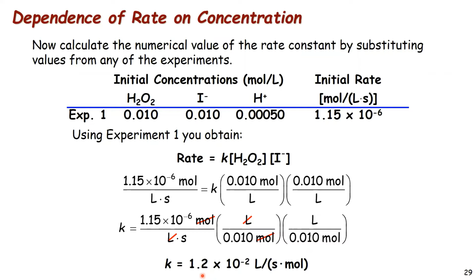Now you're going to find out for an overall second order reaction, this is always the units of K. But if it's an overall first order reaction, the units of K are different. If it's a third order overall reaction, the units again are going to be different. Okay, any questions on determining the value of K, the rate constant? Yeah, there's quite a few equations for this chapter.